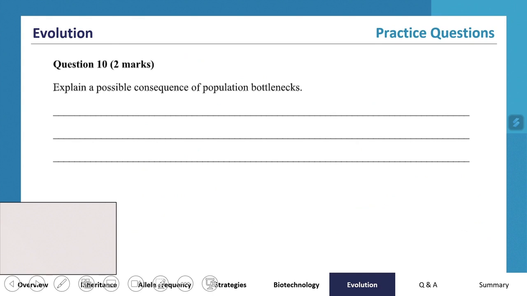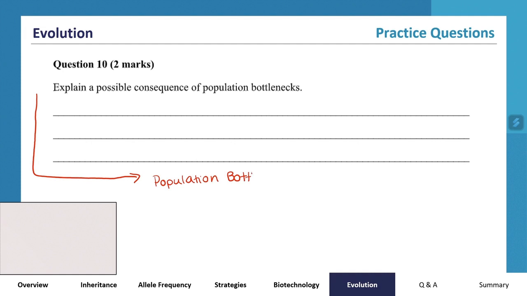Explain a possible consequence of a population bottleneck. All right. Couple of things here. I need to go through the theory for you here. Population bottlenecks kind of align with mass extinctions, where it's the dying off of multiple species within a very short amount of time.